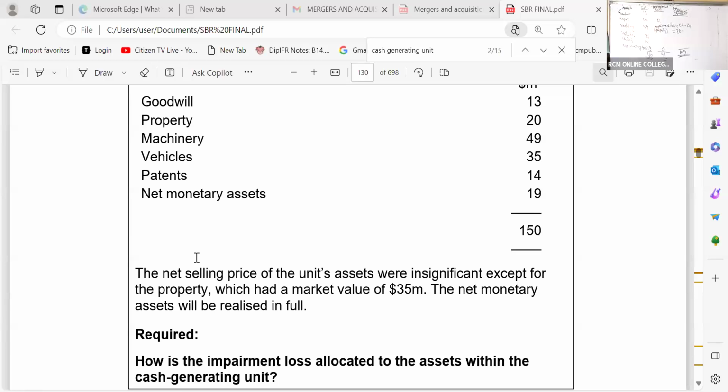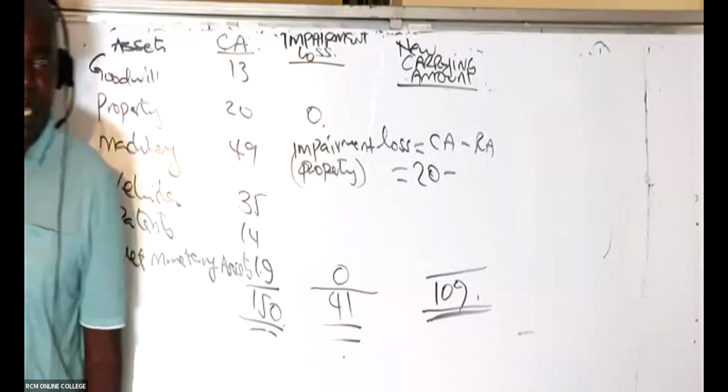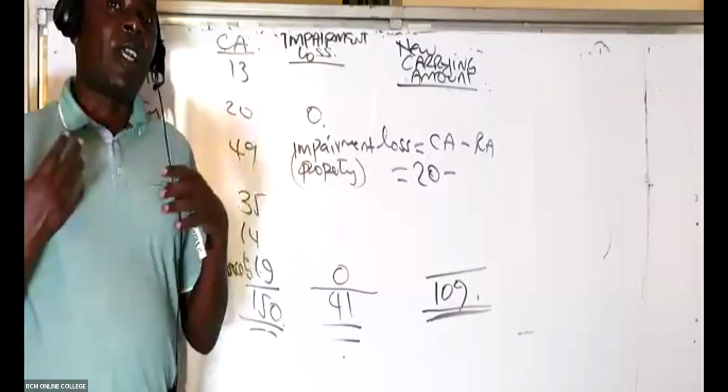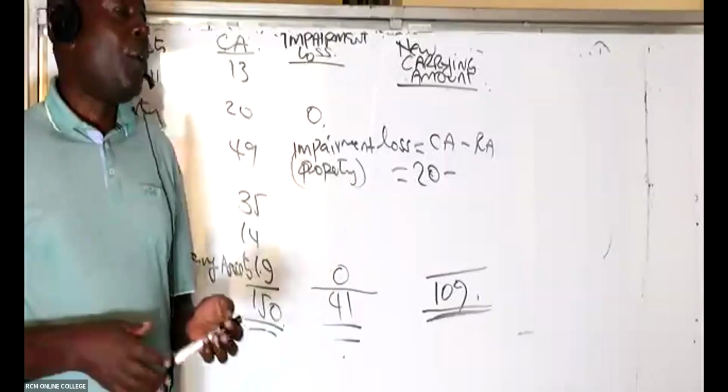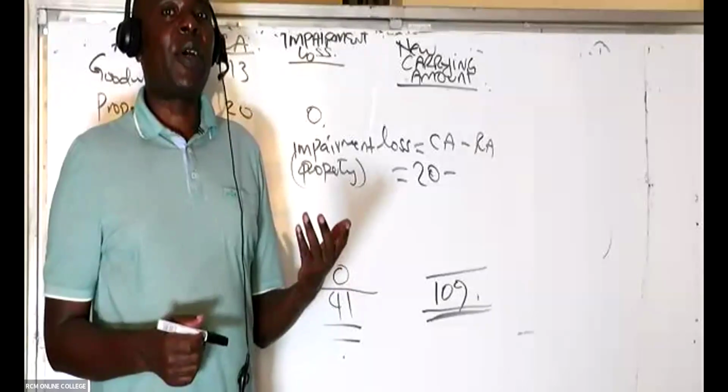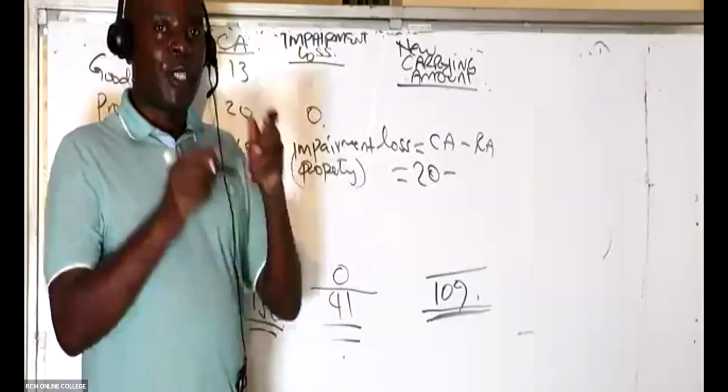So they're telling us here that the net selling price of the unit assets was insignificant except for the property, which had a market value of 35. Market value is the same as fair value. They haven't given us value in use, but regardless, we know the recoverable amount in that case will never be below 35. So we can say that the recoverable amount for the property is the fair value.